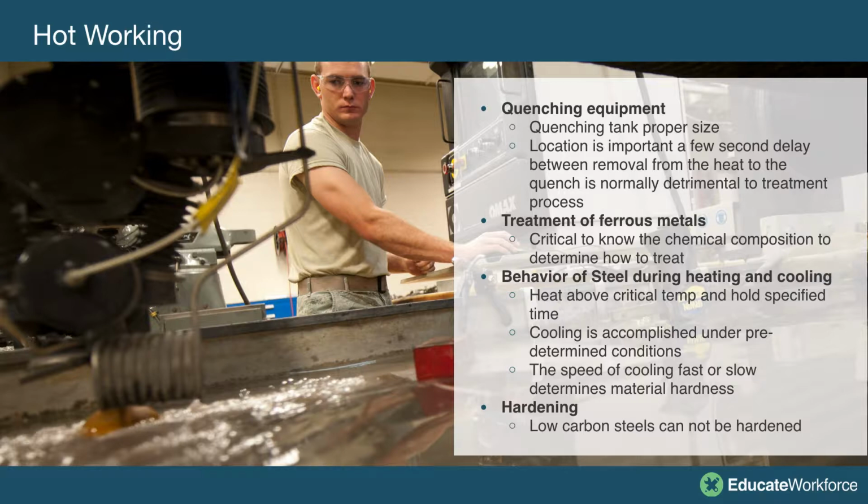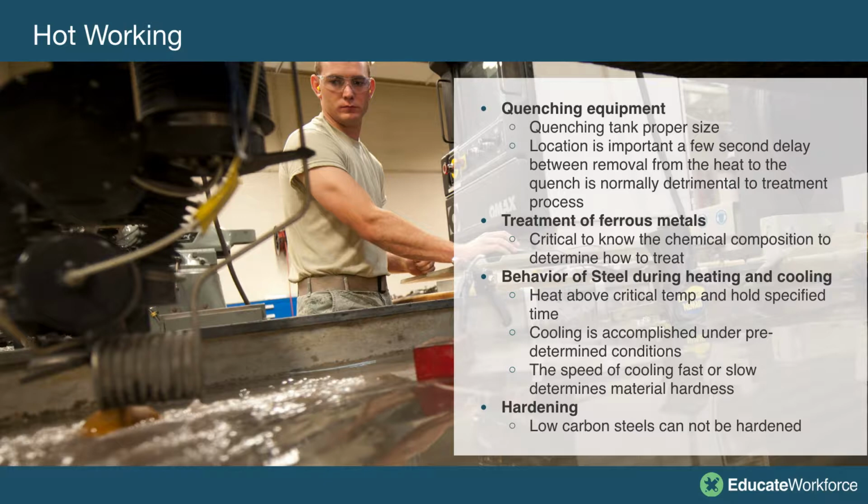Quenching equipment is also critical. With quenching, we want to make sure that our tank is the proper size so that we keep our fluids or our media at the proper temperature. The location is important. We only have a few seconds when we remove it from the heat or the soak to get it into the quenching material. Temperature is important. We want to keep it within 10 degrees one direction or the other of the ideal temperature.